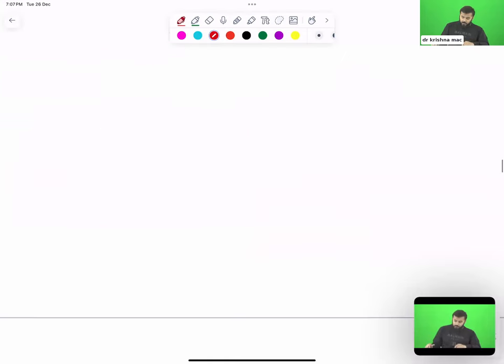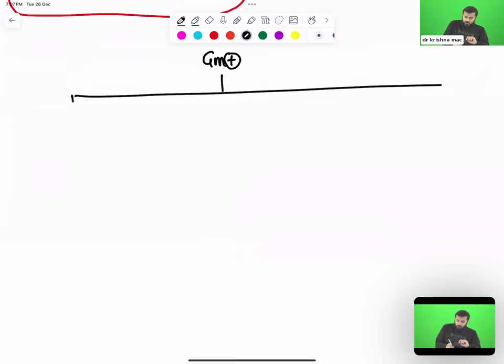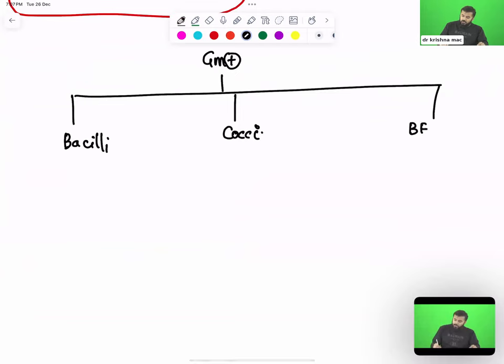Okay. Now let us enter into the next important thing. Gram-positive bacteria are divided into three important groups. This table I have already written. One is bacilli, another one is cocci, and another one is branching filaments. I had said, branching filaments.